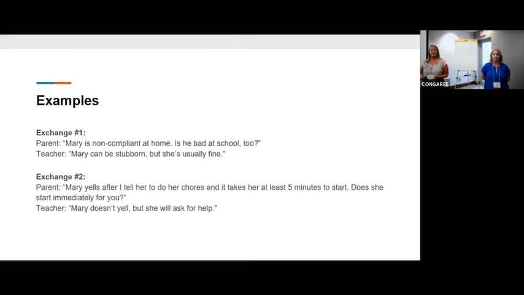Mary yells after I tell her to do her chores and it takes her at least 5 minutes to start. Does she start immediately for you? Mary doesn't yell, but she will ask for help. So when we're even having those exchanges, it's a great time to practice really labeling and making those behaviors objective, just to get used to it.